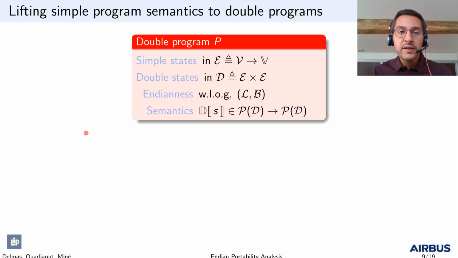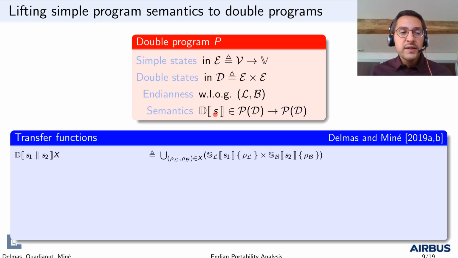Now, to define the semantics of such double programs, we simply lift simple program semantics. Simple memory states are standard stores from variable to values. Double memory states are pairs of such stores. This is the little Endian memory. This is the big Endian memory. The semantics for double statement S takes a set of double memories as an input and returns the set of possible double memories after both program versions have run statement S.